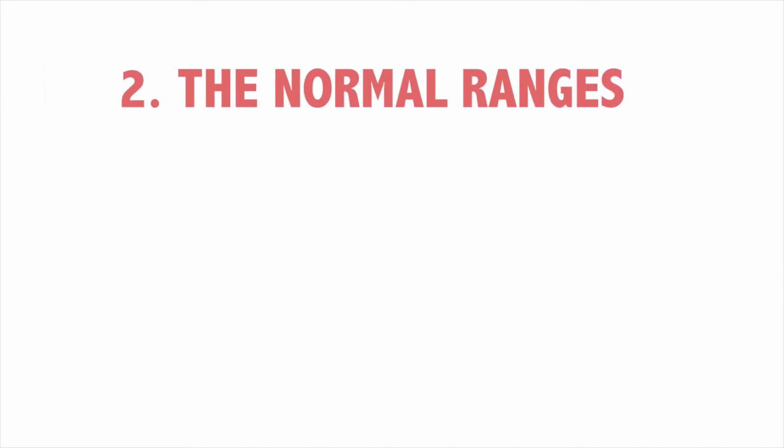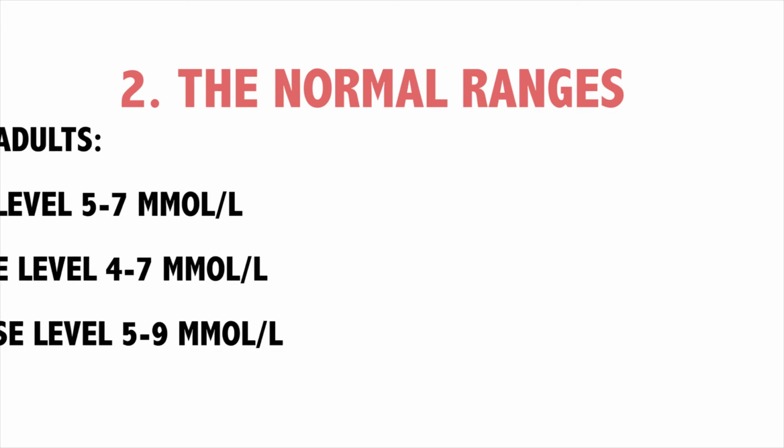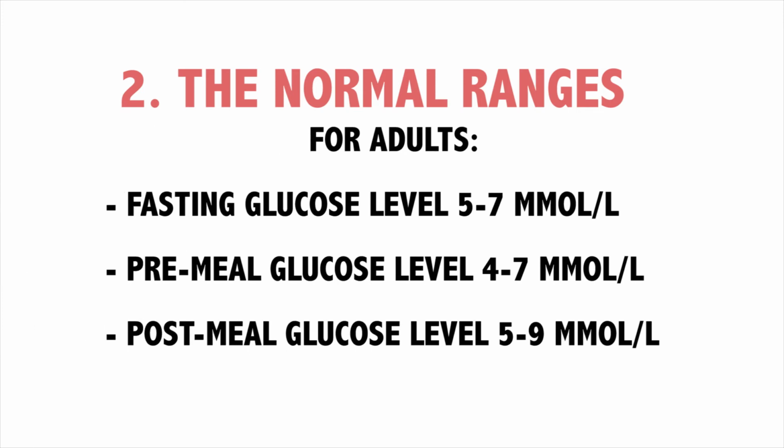2. Regarding self-administration and monitoring, Alistair should also be provided details on the blood glucose levels that he should be aiming for. At a fasting glucose level, a normal range is between 5 to 7 millimoles per litre for adults. For pre-meal glucose levels, a normal range is between 4 to 7 millimoles per litre for adults. And for post-meal glucose levels, a normal range is between 5 to 9 millimoles per litre for adults.